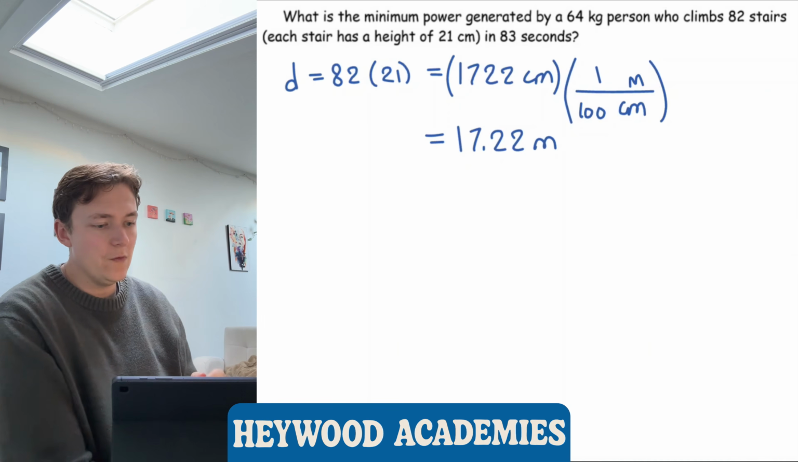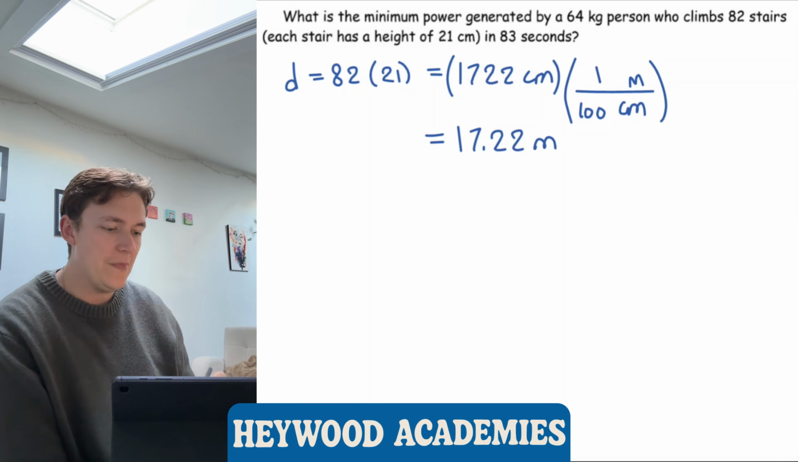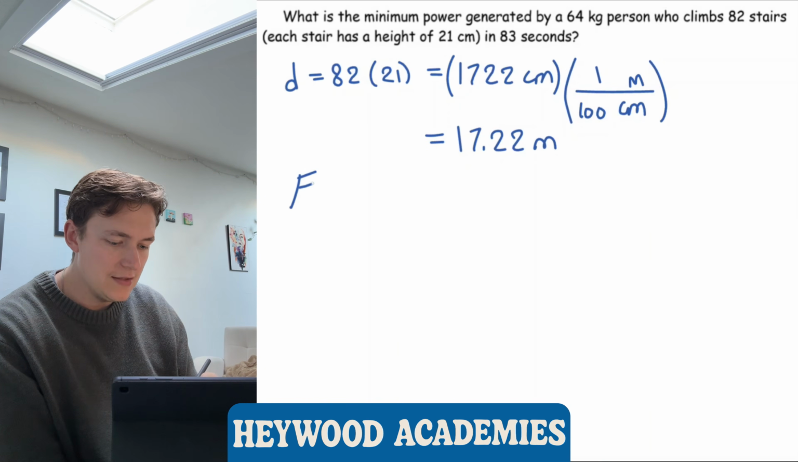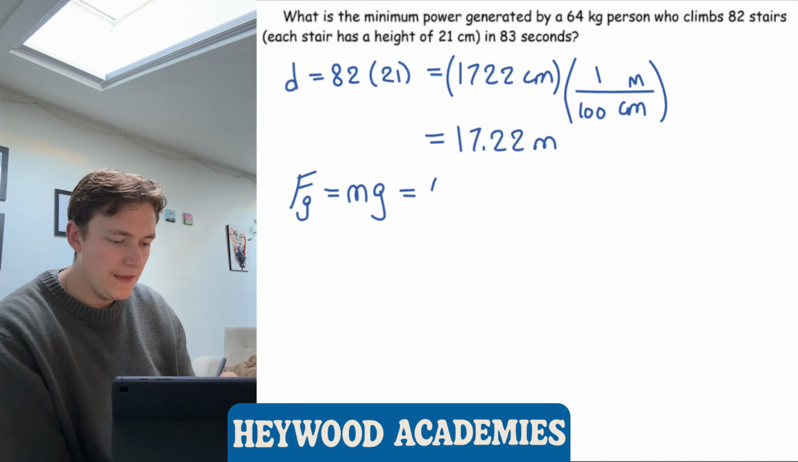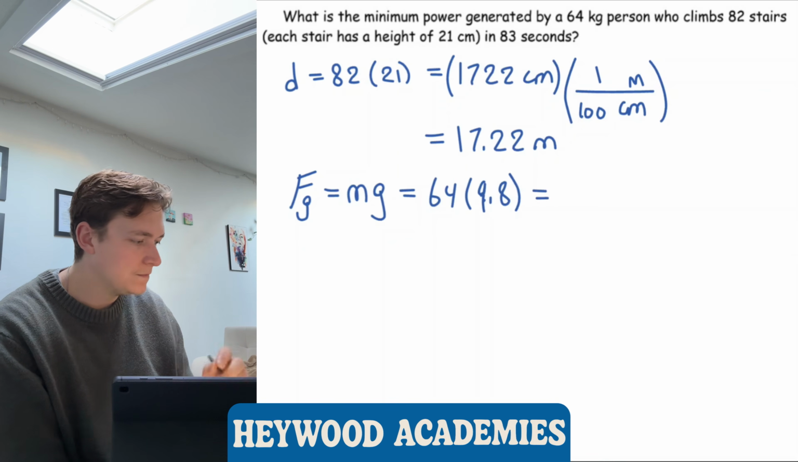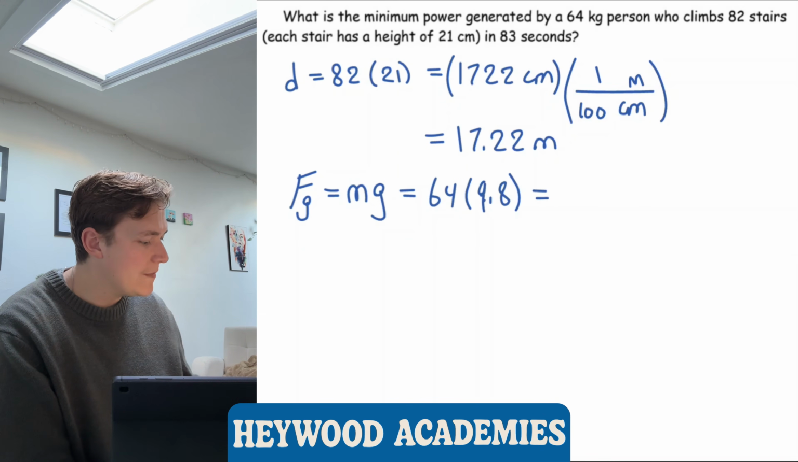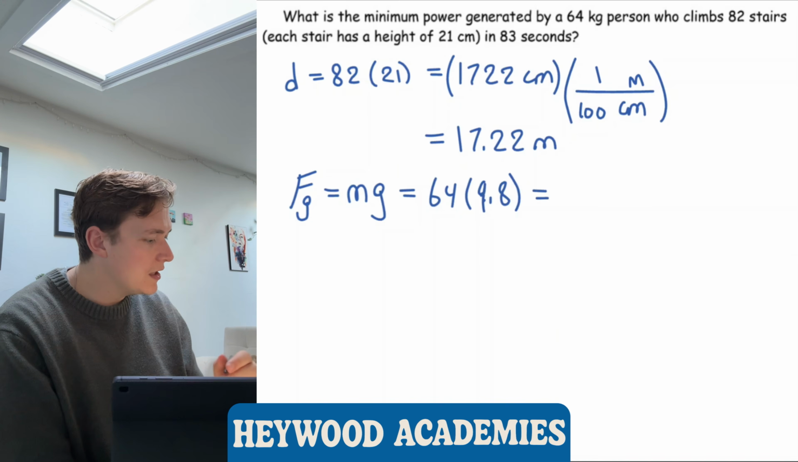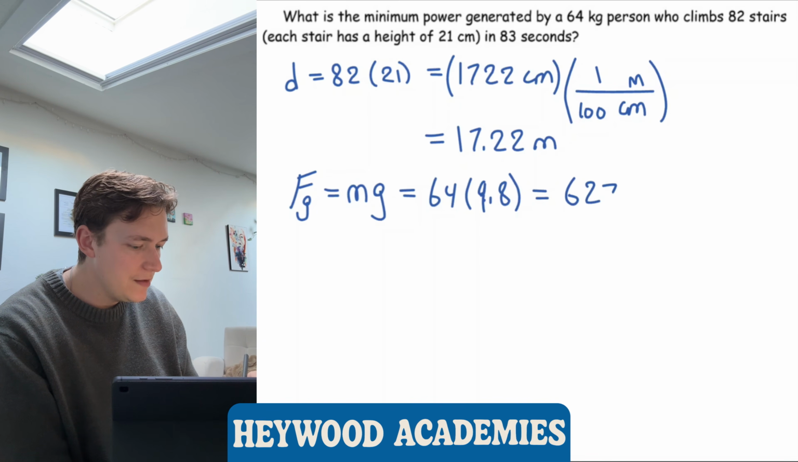Now, same as before, we need to figure out a force based off a mass. So the force in this case is going to be our force of gravity, which is m times g. So the mass is 64 and g is 9.8. So we can take 64, multiply it by 9.8. It's going to give us 627.2 newtons.